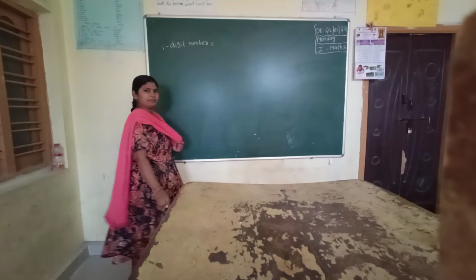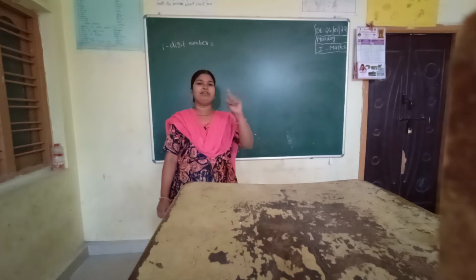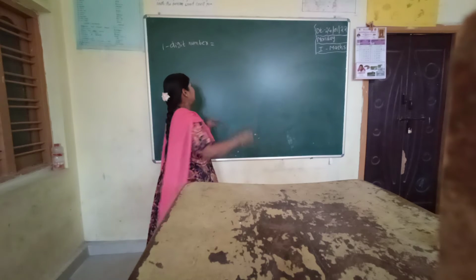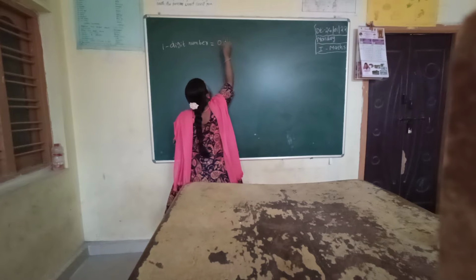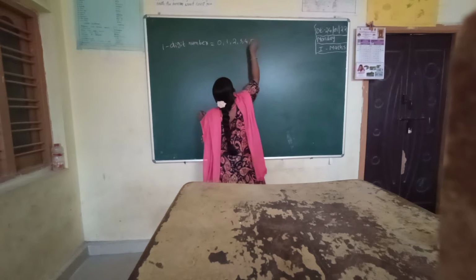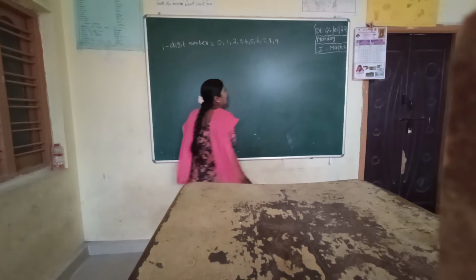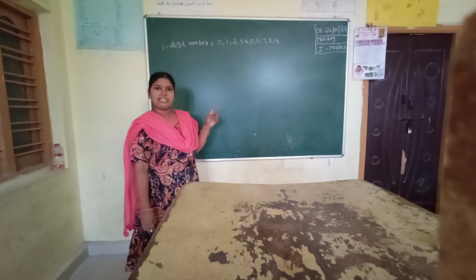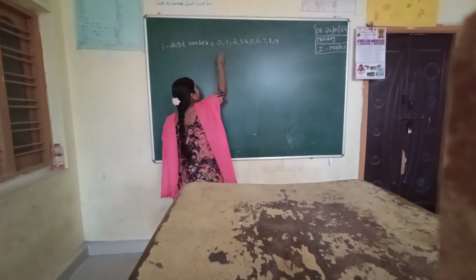A 1-digit number is nothing but it starts from 0 and has only one number in it. All those numbers are known as 1-digit numbers, like 0, 1, 2, 3, 4, 5, 6, 7, 8, 9. After 9 what are we getting, children? After 9 we are getting 10. 10 is a 2-digit number.